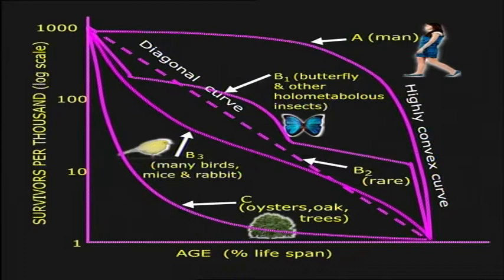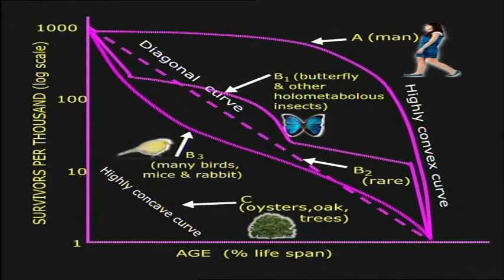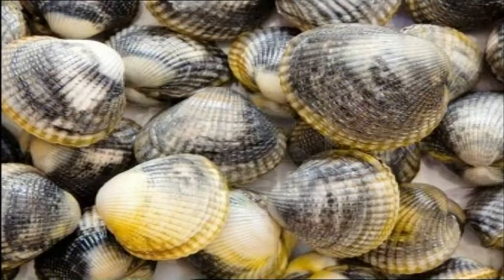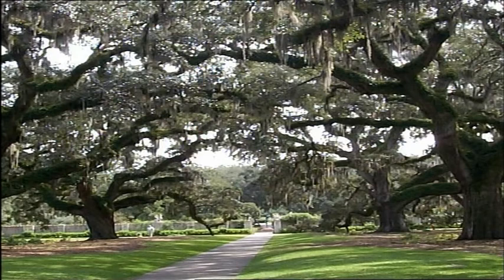Second is highly concave curve. Curve C in the figure is characteristic of such species where mortality rate is high during the young stages. Oysters, shellfish, oak trees, etc. show this type of survivorship.